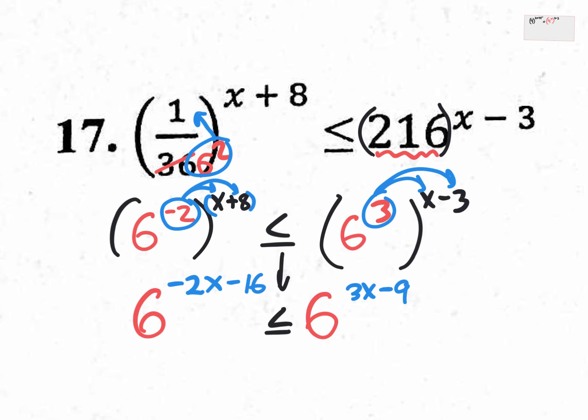So what we really have here is 6 to this power is less than or equal to 6 to that power. And we said that once we have these same bases, we could eliminate the bases and the exponents come down and become a new equation, or in this case, inequality. So I'm going to have negative 2x minus 16 is less than or equal to 3x minus 9. And that's back to algebra 1. We could solve this thing.